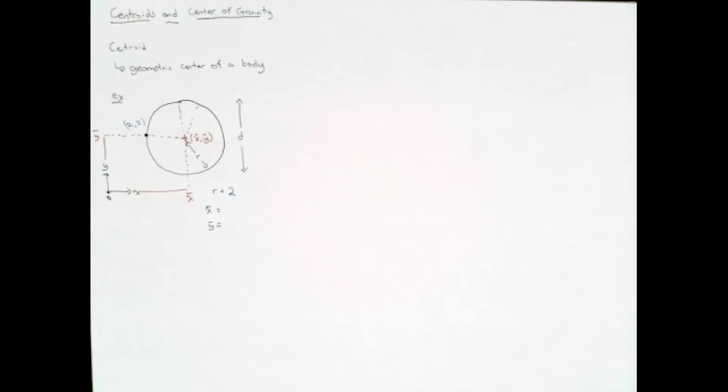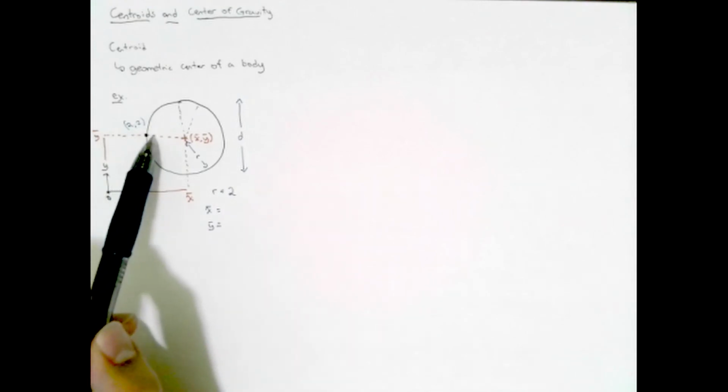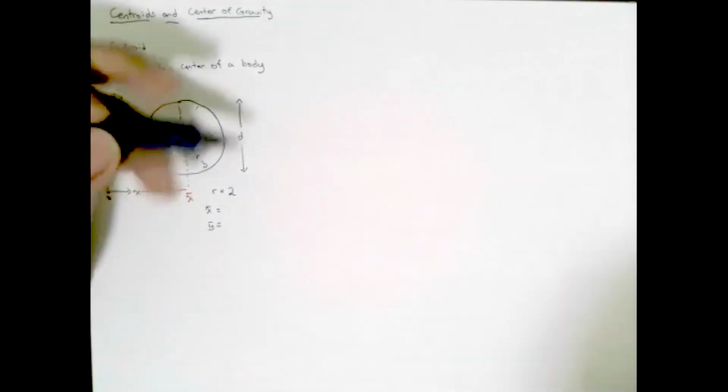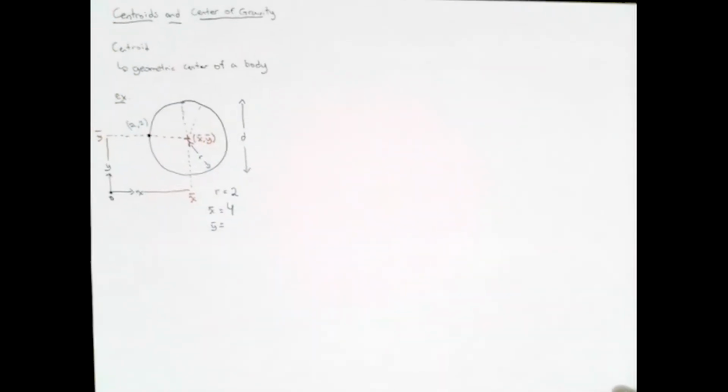Is it 4, 2? Yeah. So in the x direction, we know that the x coordinate of the left side of the circle is 2. And we know that from here to the center of the circle, we have a distance equal to the radius, which is 2, which means that the x coordinate of my centroid will be 4.